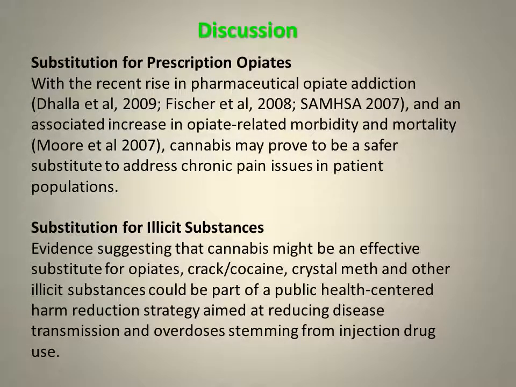In light of the alarming rise in pharmaceutical opiate addiction and associated increase in opiate-related morbidity and mortality, a growing body of research suggests that cannabis may prove to be a safer substitute with a lower potential for dependence for those treating chronic pain. Additionally, since the intravenous use of opiates, crack and cocaine, and crystal meth can all lead to the transmission of serious chronic conditions like HIV/AIDS and Hep C, evidence suggesting that cannabis might be an effective substitute for these highly addictive substances could be part of a public health-centered harm reduction strategy aimed at reducing disease transmission and overdoses from injection drug use.